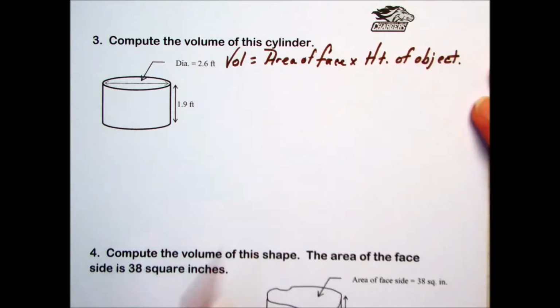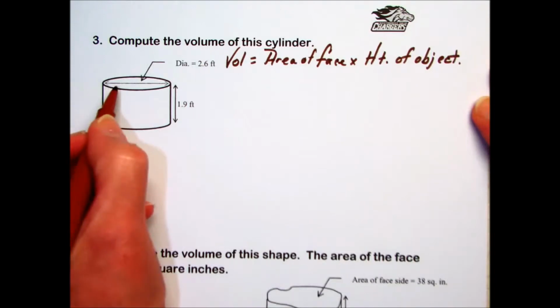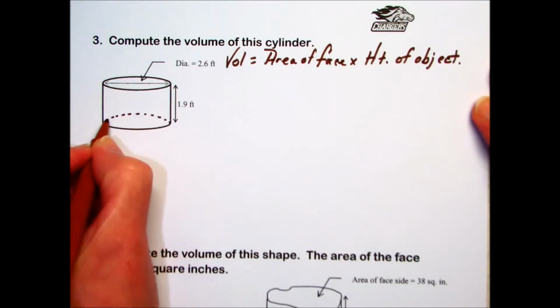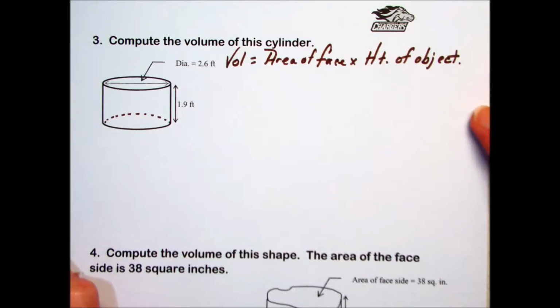What we're looking for with a face is a geometric figure that has the same size and shape directly opposite of that. And if you consider this cylinder similar to a can, at the top we would see a circle, and at the bottom we would see the same size and shape directly opposite. So our face of this object will be a circle.